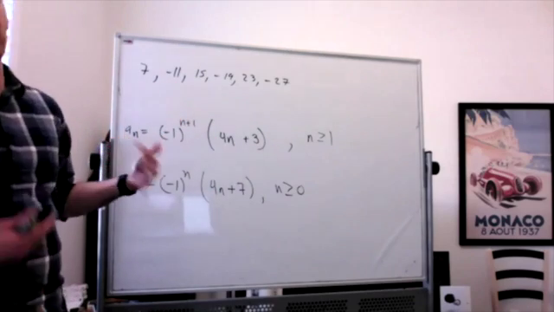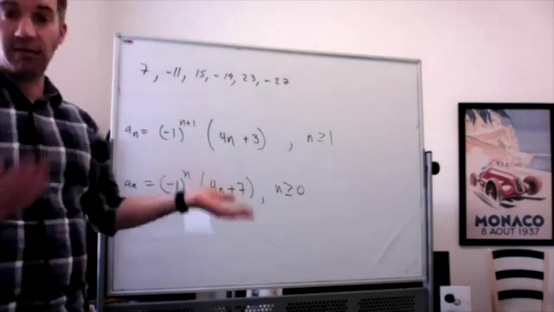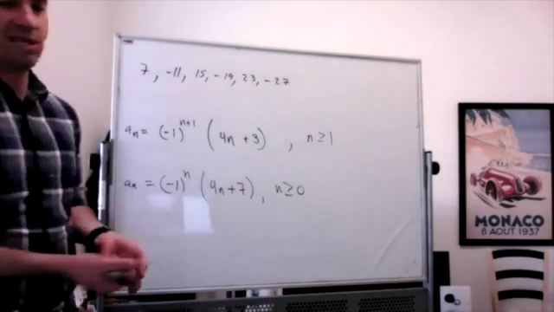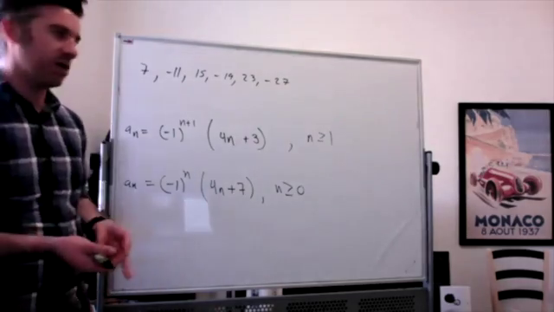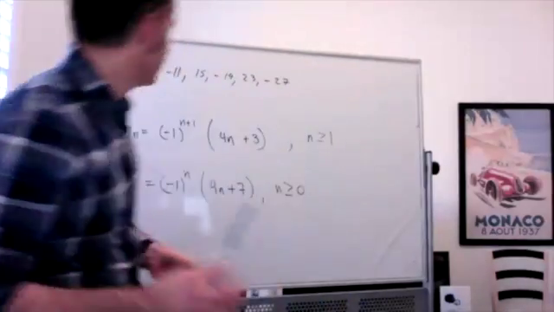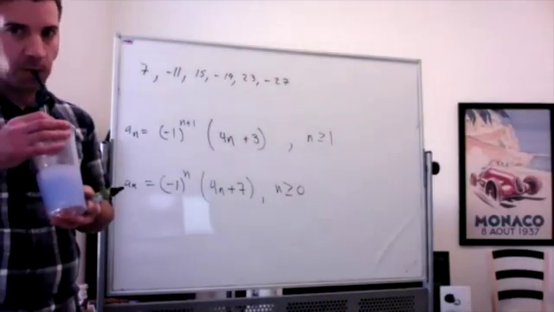So there's actually technically an infinite number of ways you could write a sequence like this or find the formula. But usually there's only two ways we typically look for, either starting at n equals 1 or starting at n equals 0.